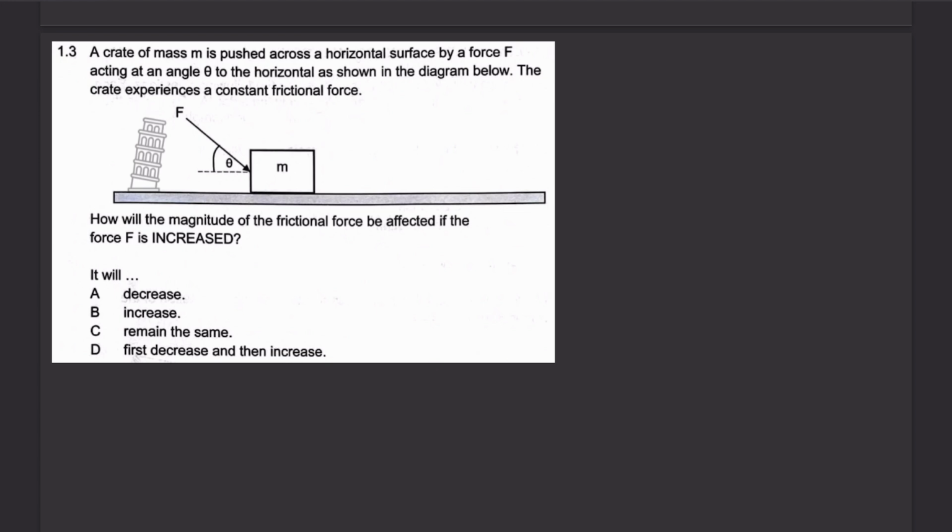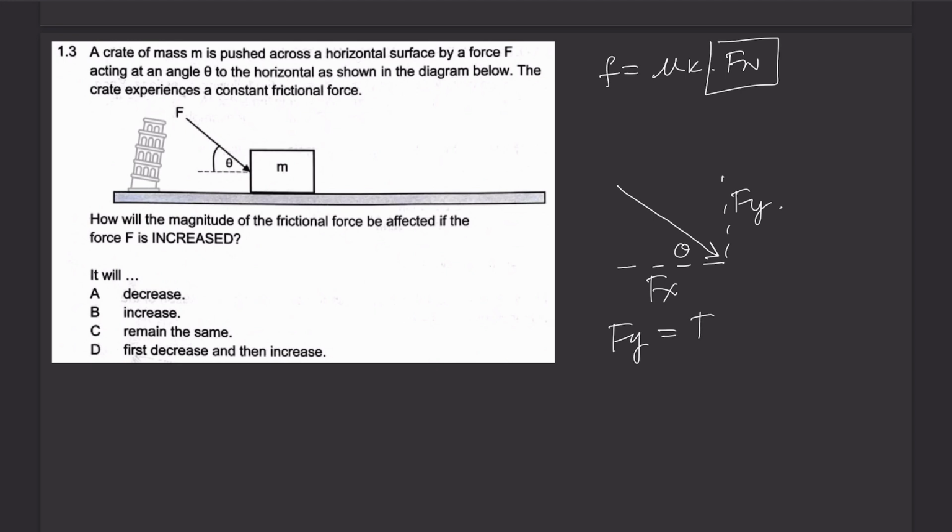Okay. So let's look at the equation for friction first. Friction is equal to mu k times Fn. So we need to figure out what effect increasing the force applied has on Fn. We know that this force is acting at an incline, right? So we're going to have components, a vertical component and a horizontal component. Now, the vertical component is equal to F sine theta, right?